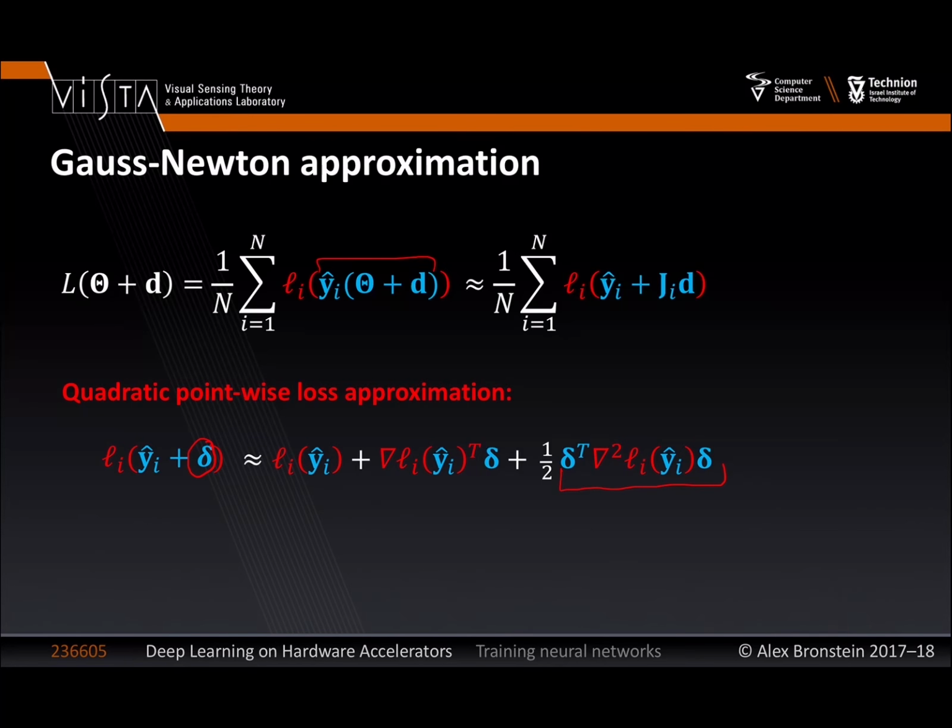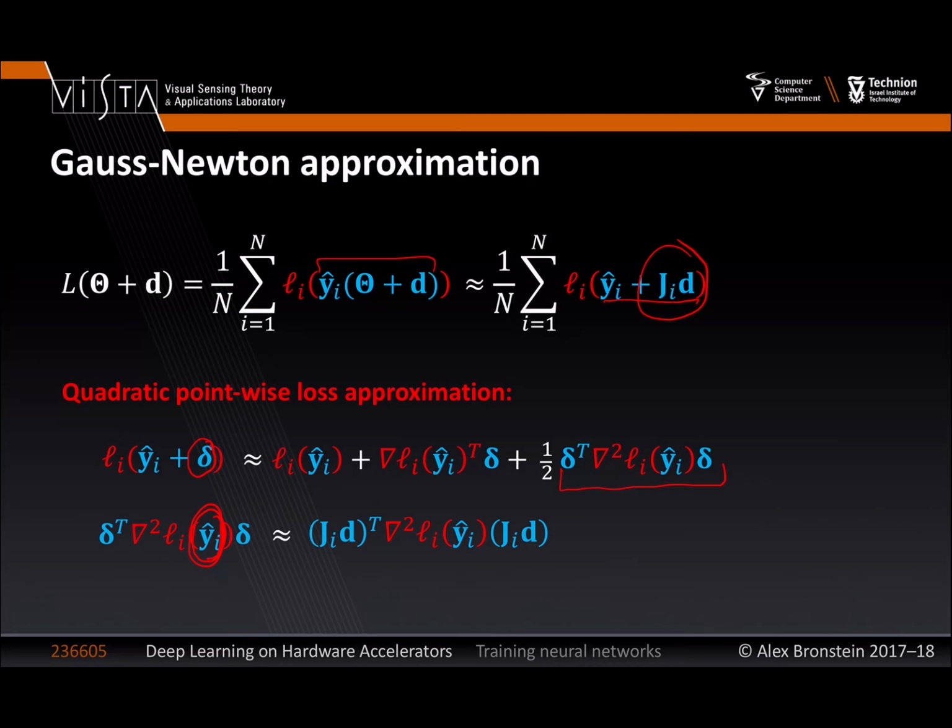Because it is governed by the Hessian. Okay, so this expression, now I'm substituting the exact form of yi hat. Okay, I'm going to substitute what is written here. So basically my delta will be exactly JID. Okay, so if I change my model parameters by d, the output of the model will change by JID. At least this is the linear approximation.